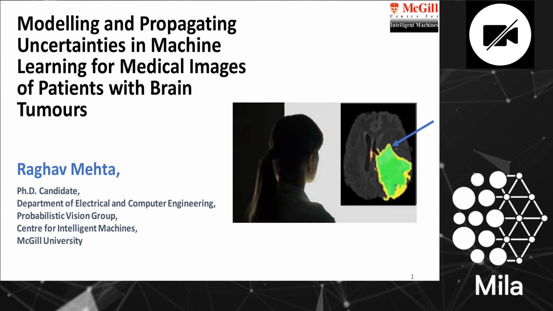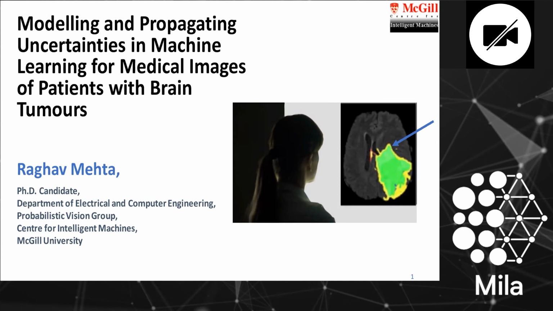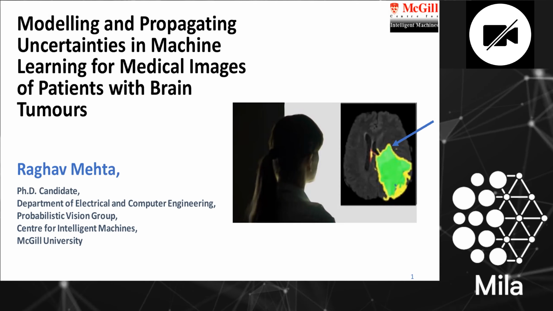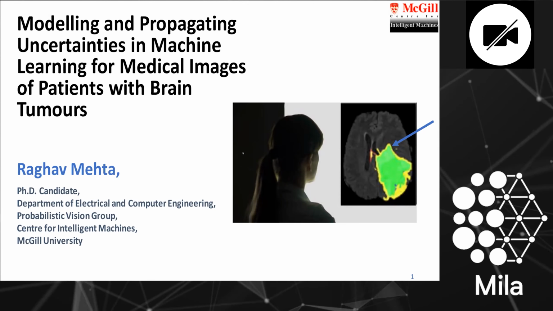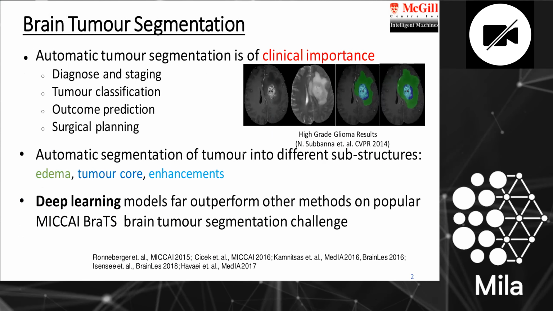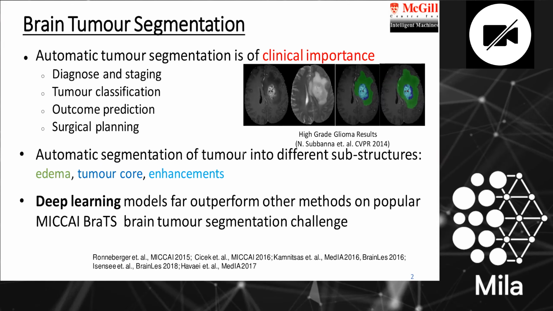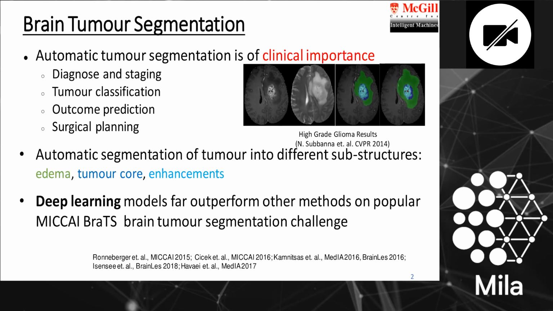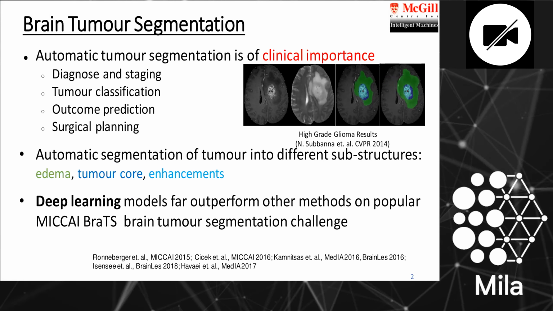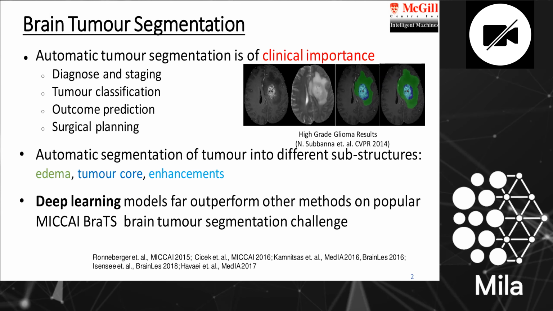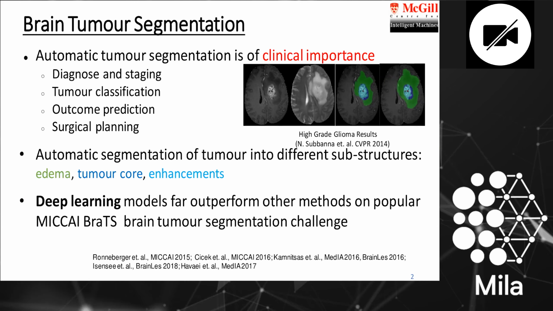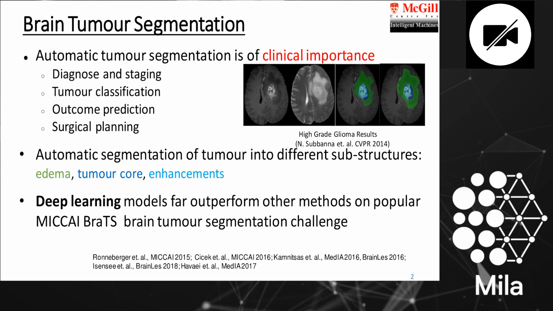Okay, so as Professor Arbel said, I'm going to talk about modeling and propagating uncertainties in machine learning models for patients with brain tumors. So let's dive directly into the problem. Brain tumor segmentation is a clinically important problem because it can be used for multiple different tasks like diagnosis and staging of tumor, tumor classification, outcome prediction, or surgical planning.